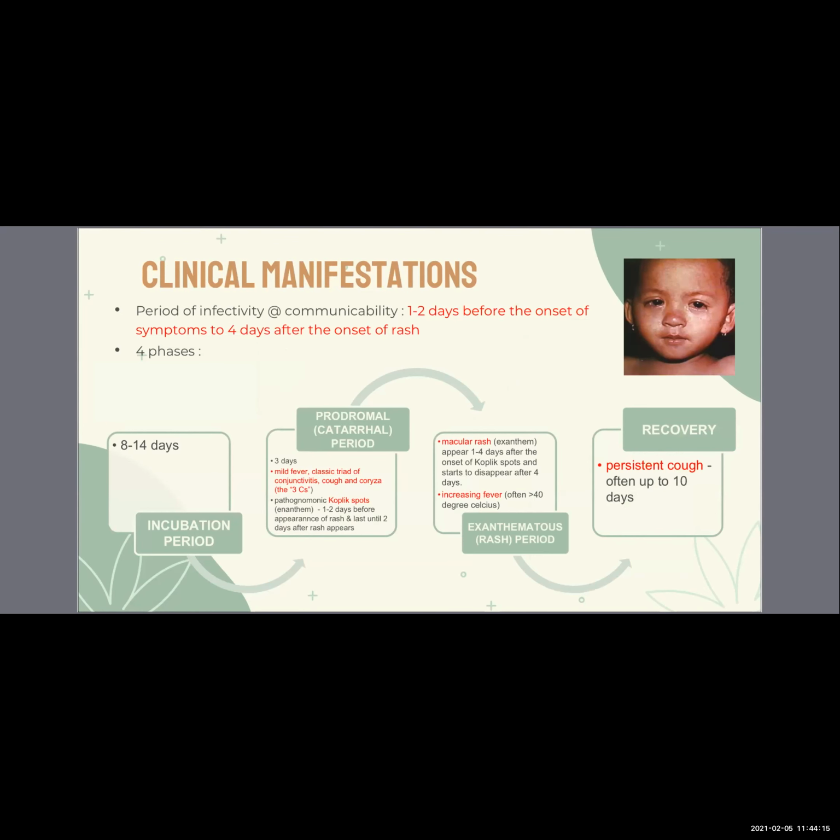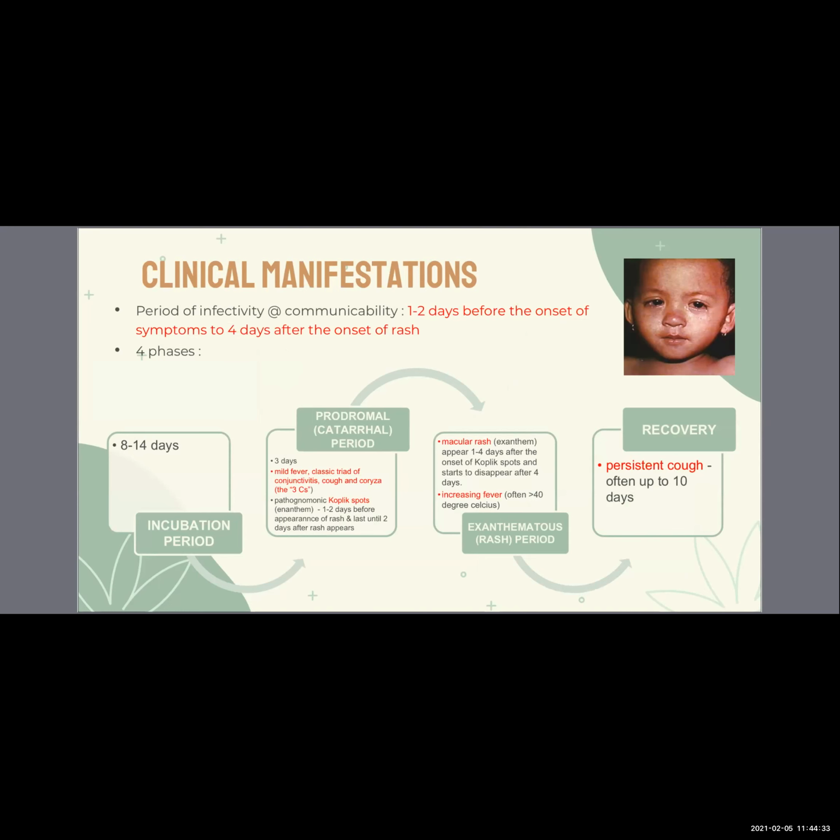Next, the clinical manifestation of measles virus. The period of infectivity or communicability is around 1 to 2 days before the onset of the symptoms to 4 days after the onset of the rash. And measles virus involves 4 phases.